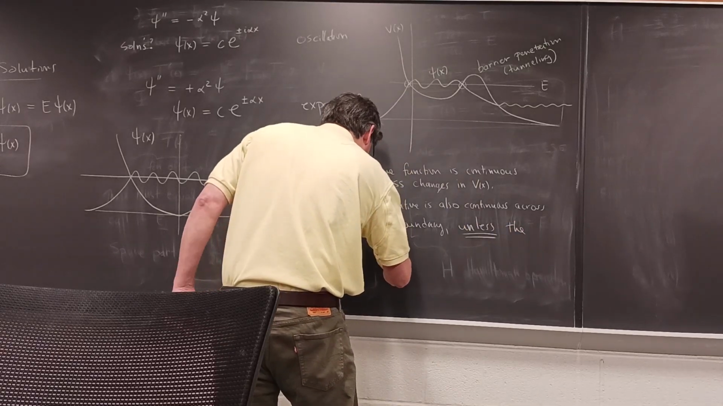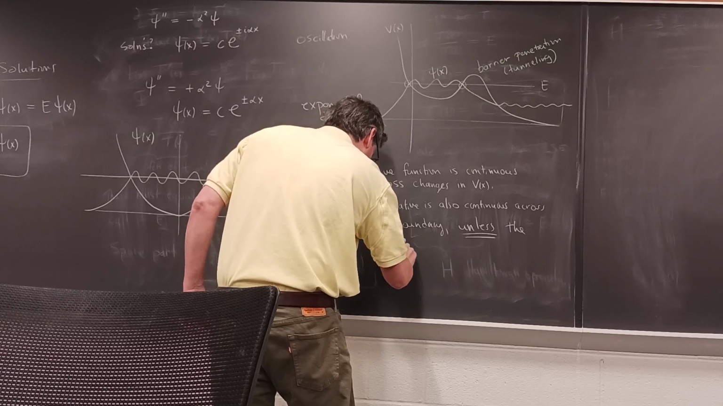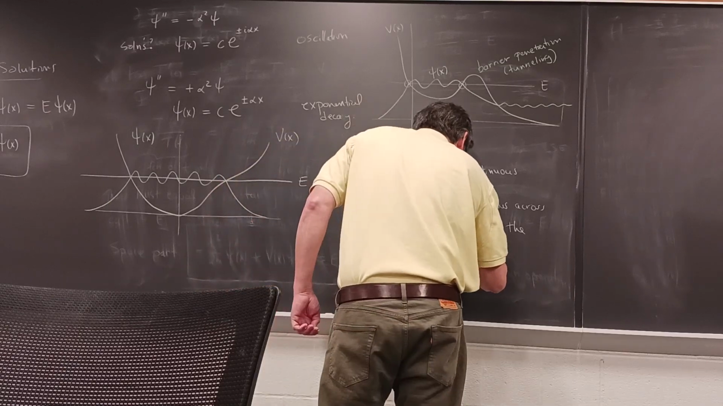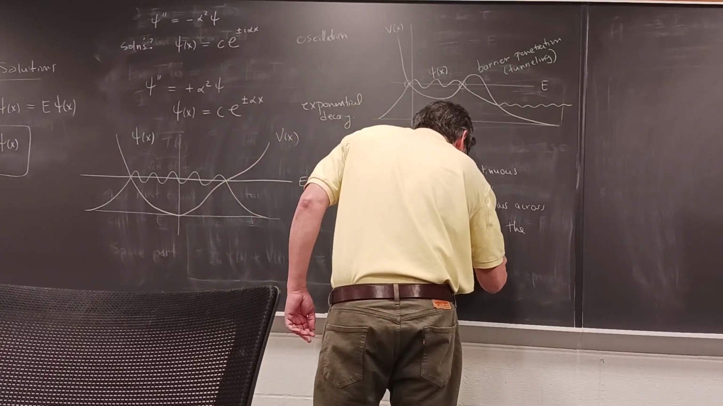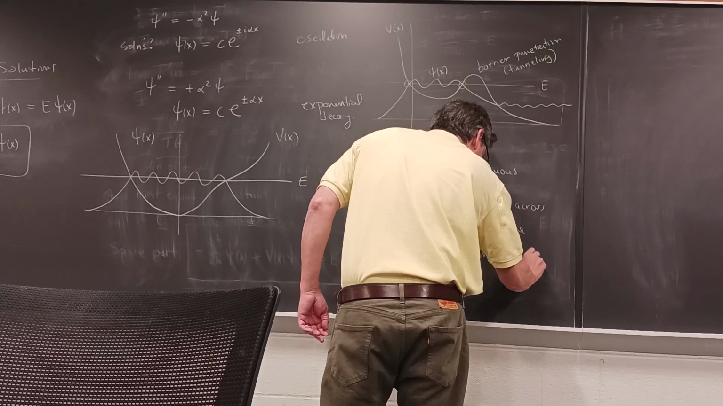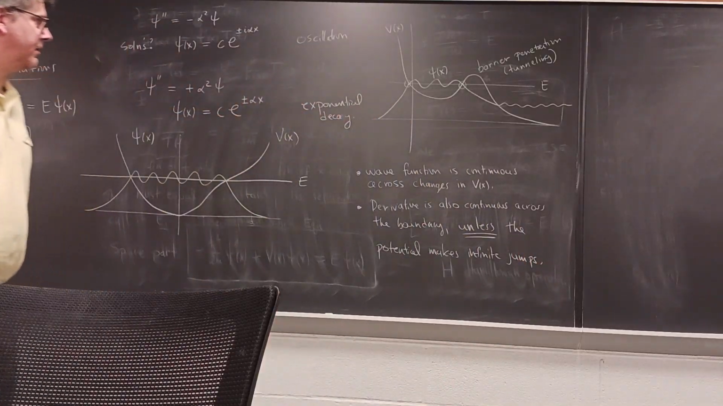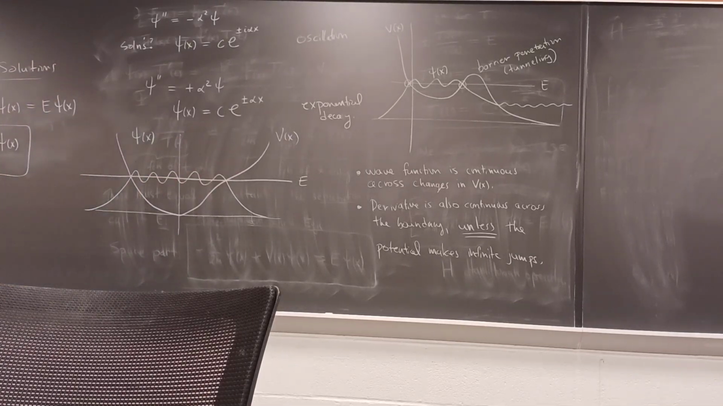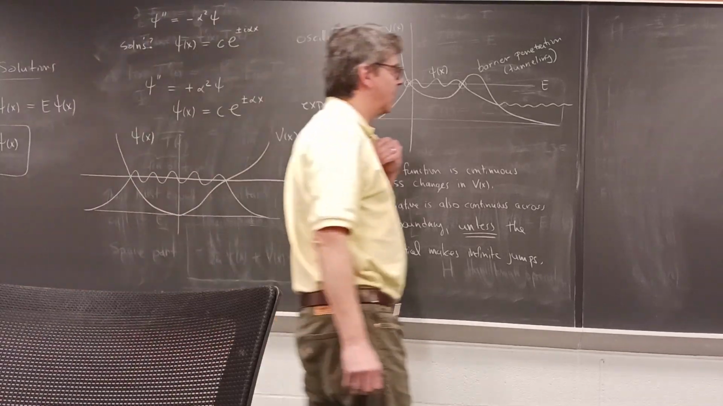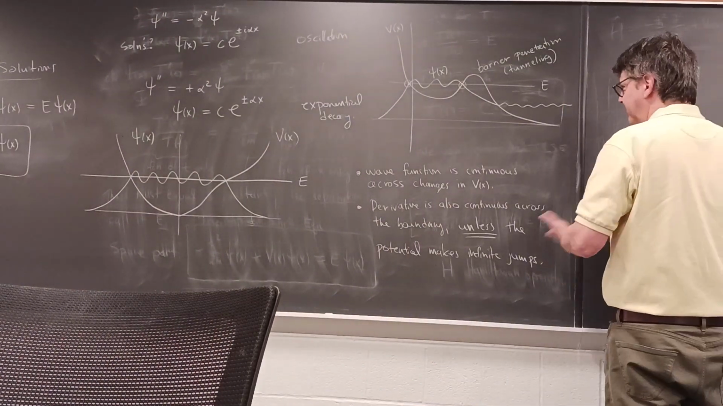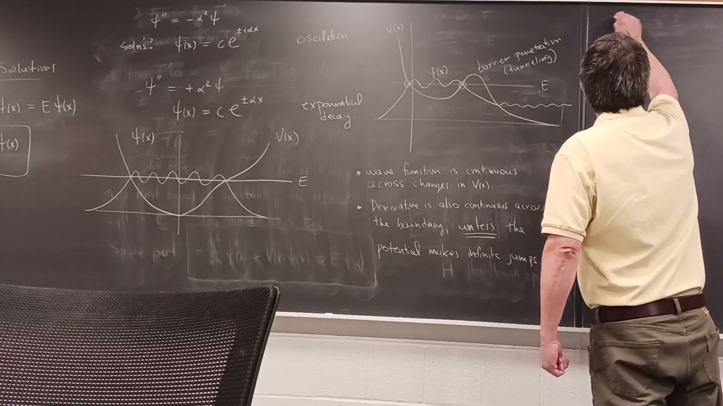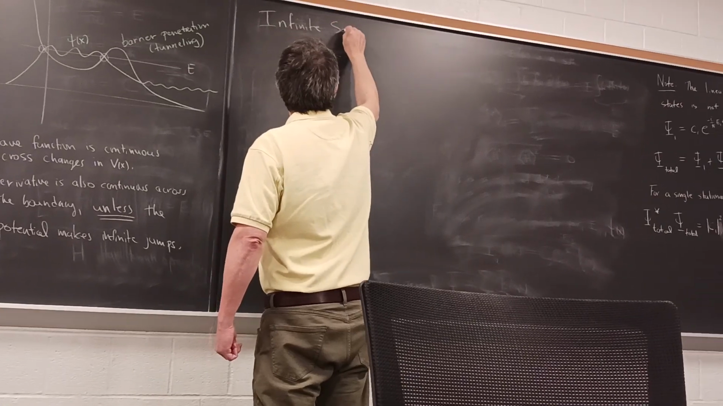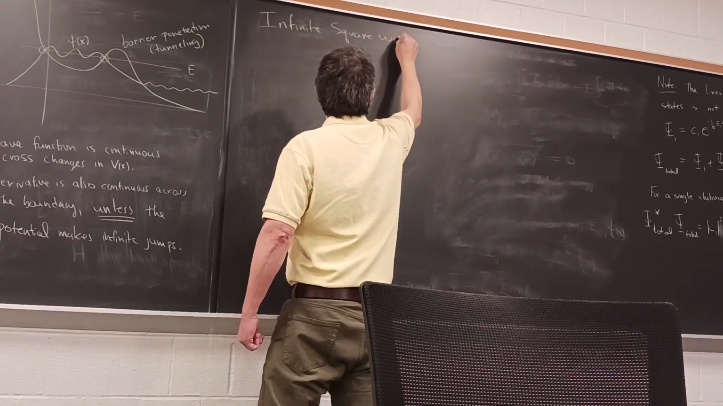Unless the potential makes infinite jumps. So you can always draw a nice continuous wave function there, unless the potential makes an infinite jump. So of course, the first problem that we'll do, we'll have a potential that makes an infinite jump. So this is the infinite square well in one dimension.